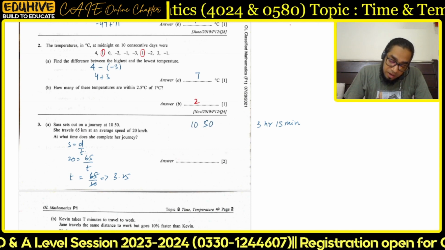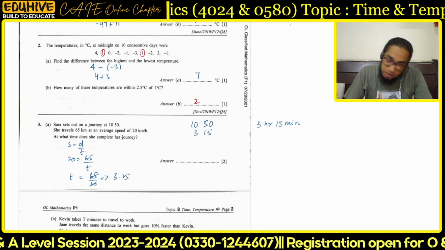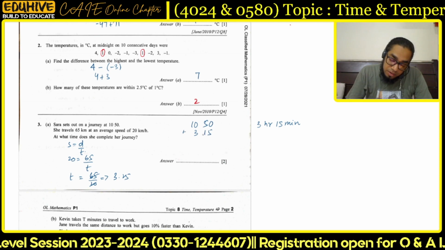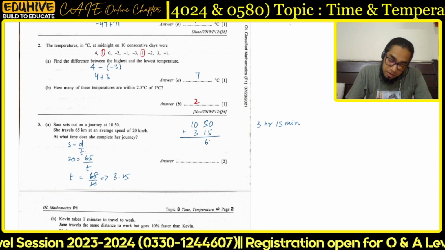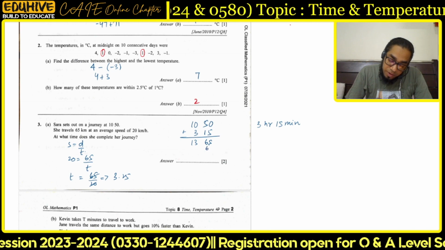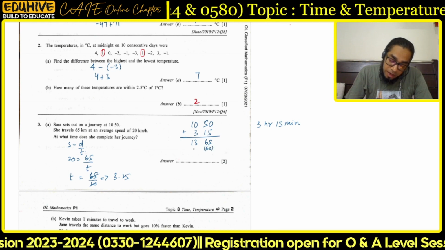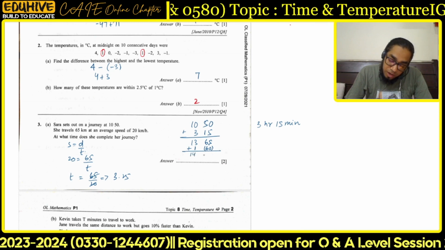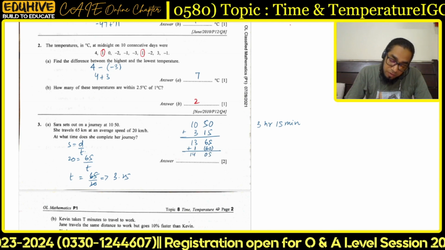So 10:50 she starts going there and adding over here means that would be 65 and 13. Now I'm going to subtract 60 from here and adding 1 over here. So it's going to be 14:05.